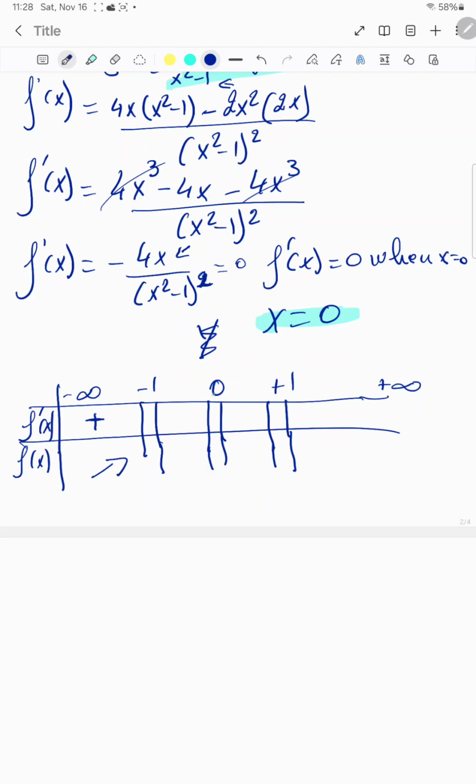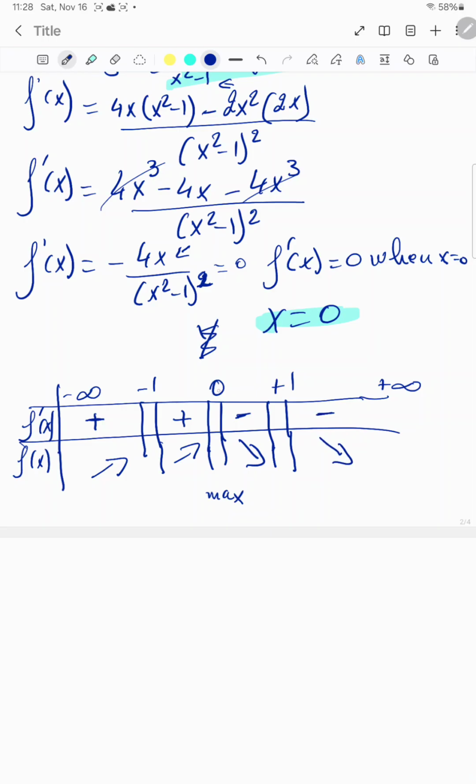Between minus 1 and 0, I will take minus 0.5. And minus 0.5 times minus 4 is plus 2. Divided by a positive number, it's always positive. Now between 0 and plus 1, I will take 0.5. 0.5 times minus 4 is negative, divided by a positive number, so it is negative. So I know here I have a maximum at that point. And between 1 and plus infinity, I will take 2. 2 times minus 4 is minus 8. It is negative, so it keeps on going down.